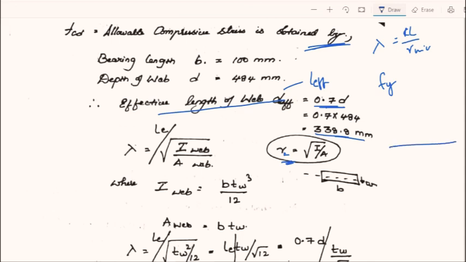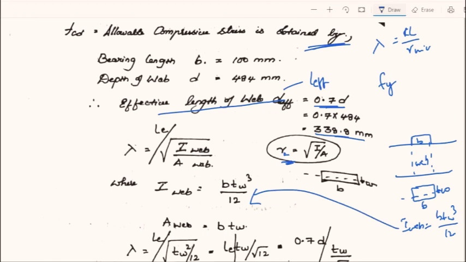For example, see, this is the figure, this is the bearing plate B, and this is the section under bearing. So this is the web. If you look at this web, it will look like this, B into TW. So this is the section. So what would be the moment of inertia of the web? B TW cube by 12. So that is what I wrote here. Okay, so area of the web you can easily find out, B into TW, this portion, this area.